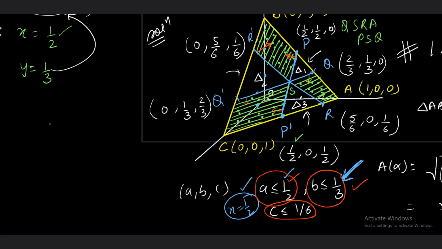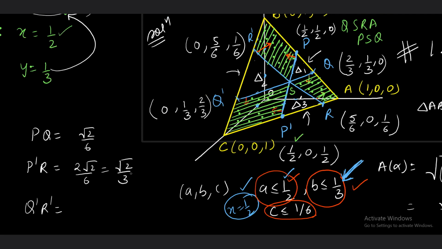Like PQ you can easily evaluate. When you evaluate PQ, the length we get is √2 by 6. Similarly, when you are evaluating P dash R length, it turns out to be 2√2 divided by 6, that is, it comes to √2 by 3. And when you evaluate the length Q dash R dash, this length will come out to be √2 by 2, that is, 1 by √2. This turns out to be 1 by √2.